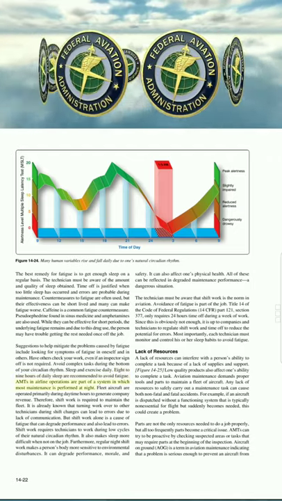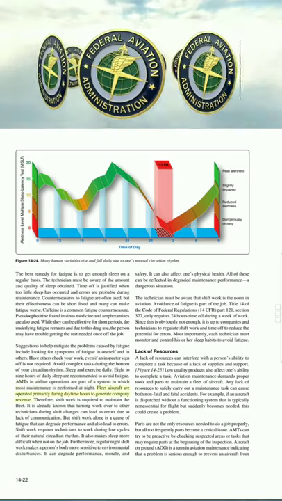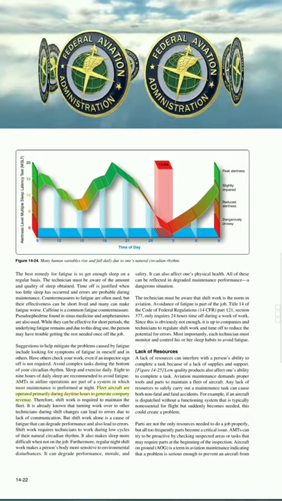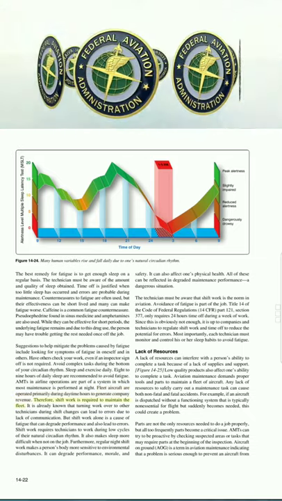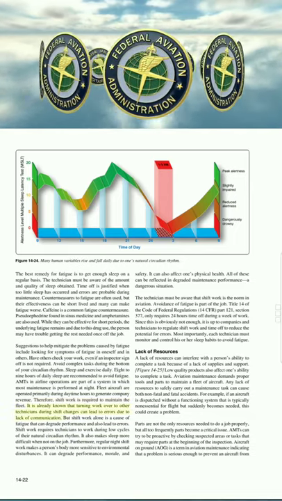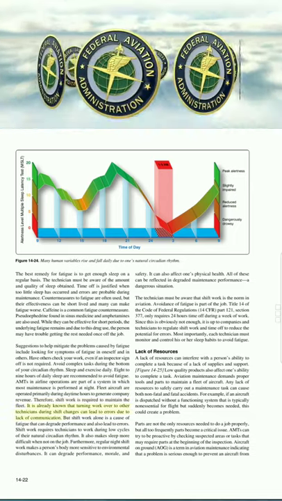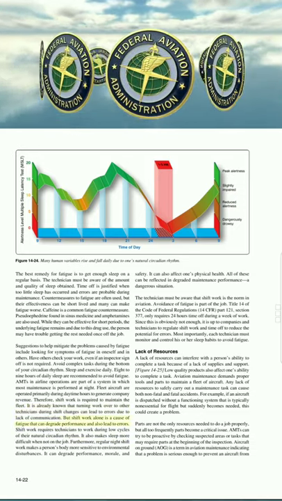Airline operations are part of a system in which most maintenance is performed at night. Fleet aircraft are operated primarily during daytime hours to generate company revenue. Therefore, shift work is required to maintain the fleet. It is already known that turning work over to other technicians during shift changes can lead to errors due to lack of communication. But shift work alone is a cause of fatigue that can degrade performance and also lead to errors.